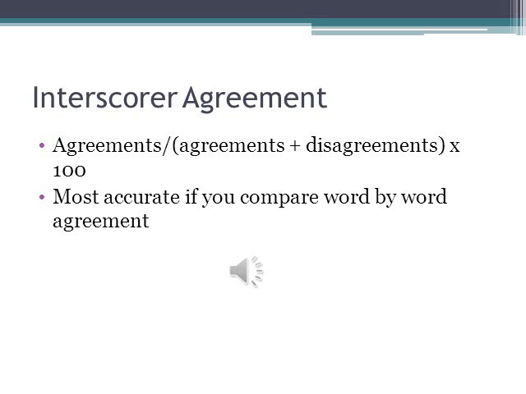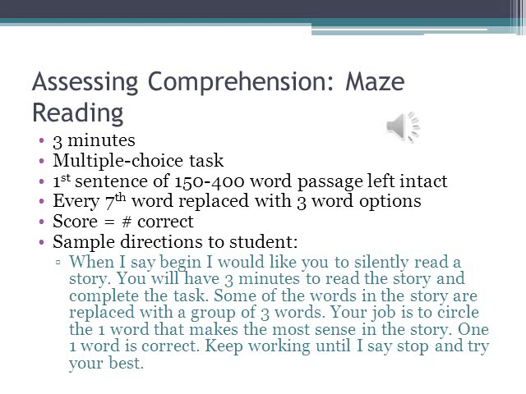And this would be most accurate if you compare word by word. So both people say, yes, they read the first word correctly, second word correctly, third word correctly. We both agree that they read the fourth word incorrectly, and so on, to get this degree of agreement. And again, this speaks to the reliability and validity of your assessment results.